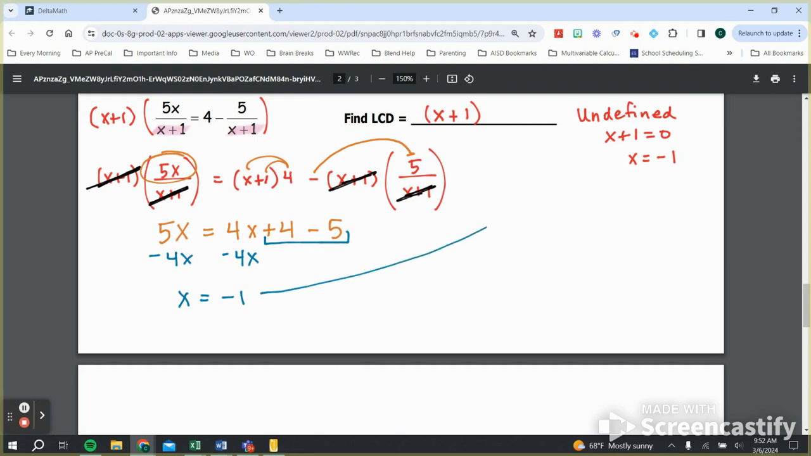But I look over here where it's undefined, they're the same. So this means there is no solution. It's really important that you identify where it's undefined so we can figure out if we have any extraneous solutions. And in this case, because it's the only possible solution, there is no solution at the end. It is not possible to have x equals negative 1.